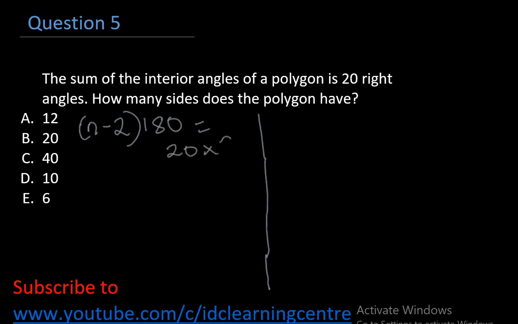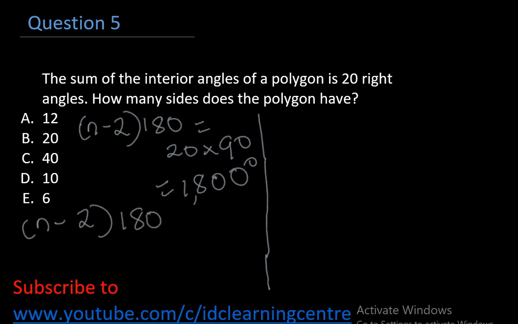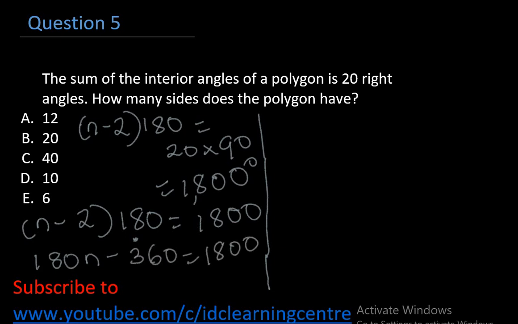One right angle is 90, isn't it? So 20 right angles will be 2 times 9, 18, 0, 0. Okay, 1800. So bracket n minus 2 bracket 180 is equal to 1800. You are interested in getting the value of n, which is the number of sides. So let's break the bracket by using 180 to multiply each of the terms inside the bracket. 180 times n will give me 180n, minus 180 times 2 is 360, equal to 1800.